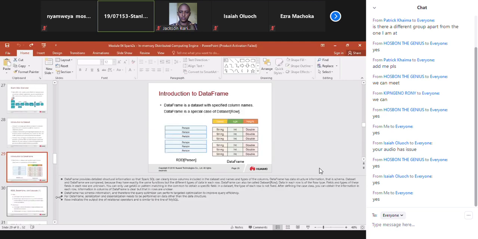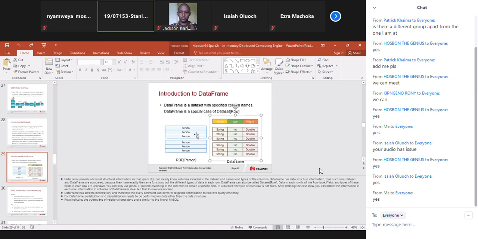You can read more. Then data frame. What is a data frame? Every dataset must have a data frame. A data frame is a dataset with specified column names. You find a data frame is a special case of the dataset. These are data frames, a data frame with specified columns. These are datasets. You find you have person, a set of data. But when you talk about a data frame, it's where we now have datasets that are classified with names.